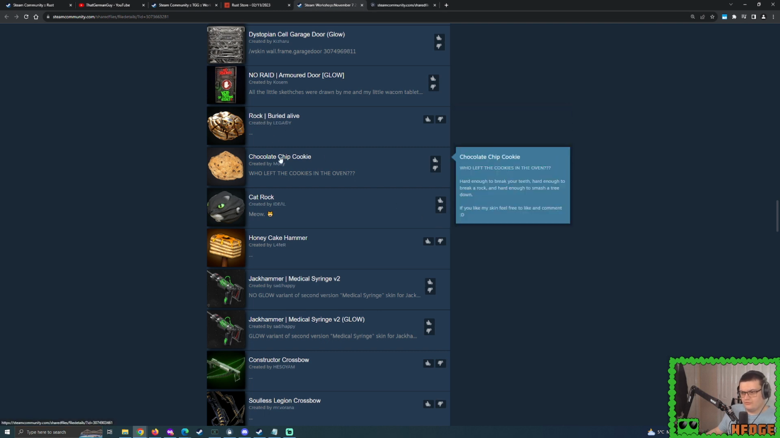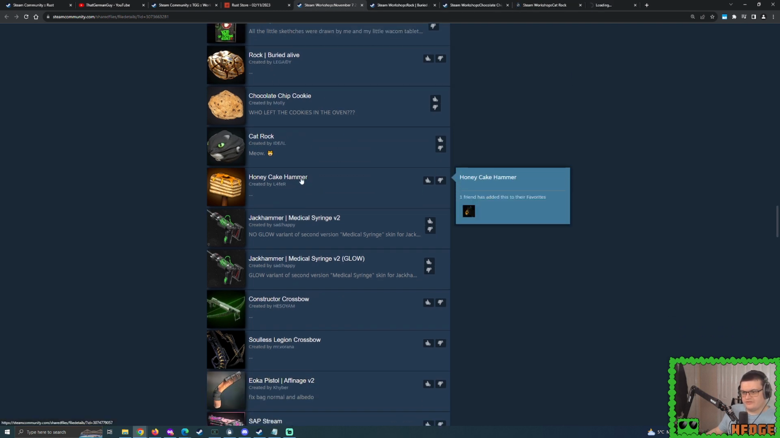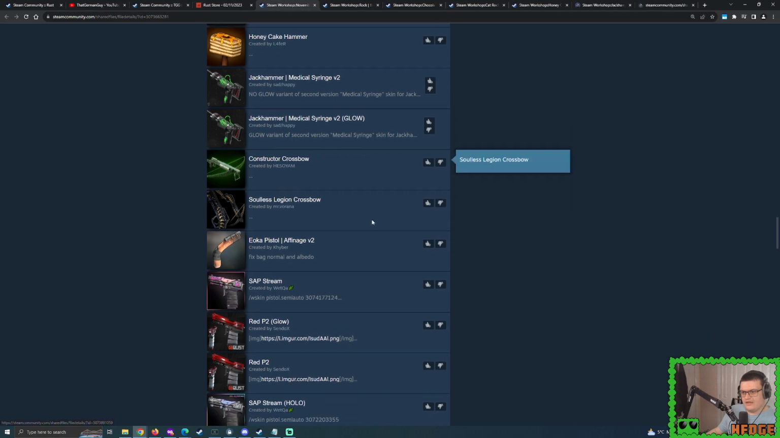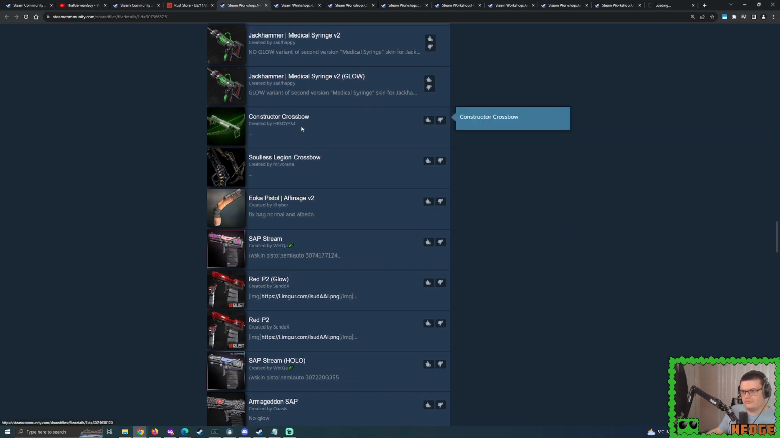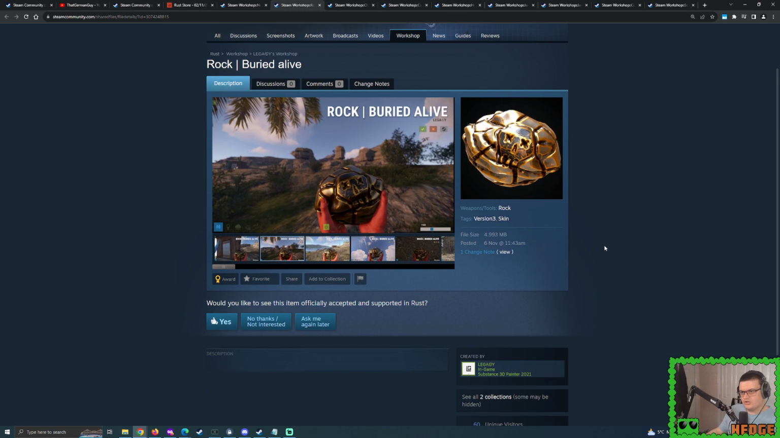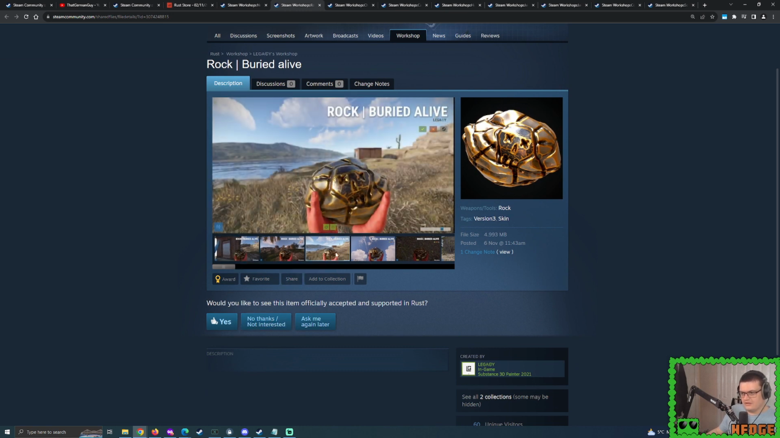Here we have the rock skins. We've got ourselves a nice hammer. We've got a jackhammer as well. And then, of course, we have some crossbows. So, let's jump straight in. Let's get to talking. So, the Buried Alive Rock. This is made by Legacy. Get a good look at this. There we go. Much better.